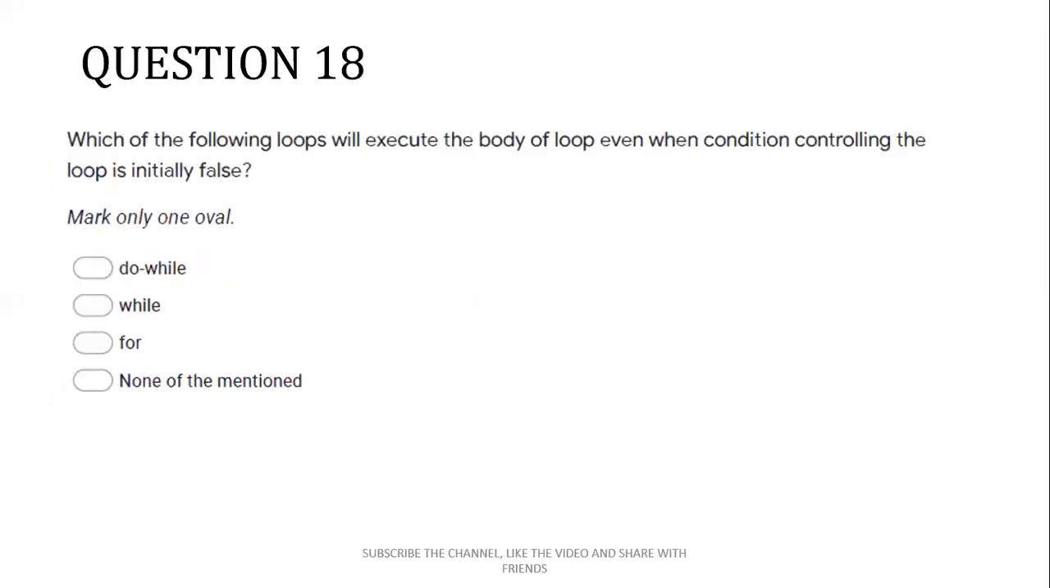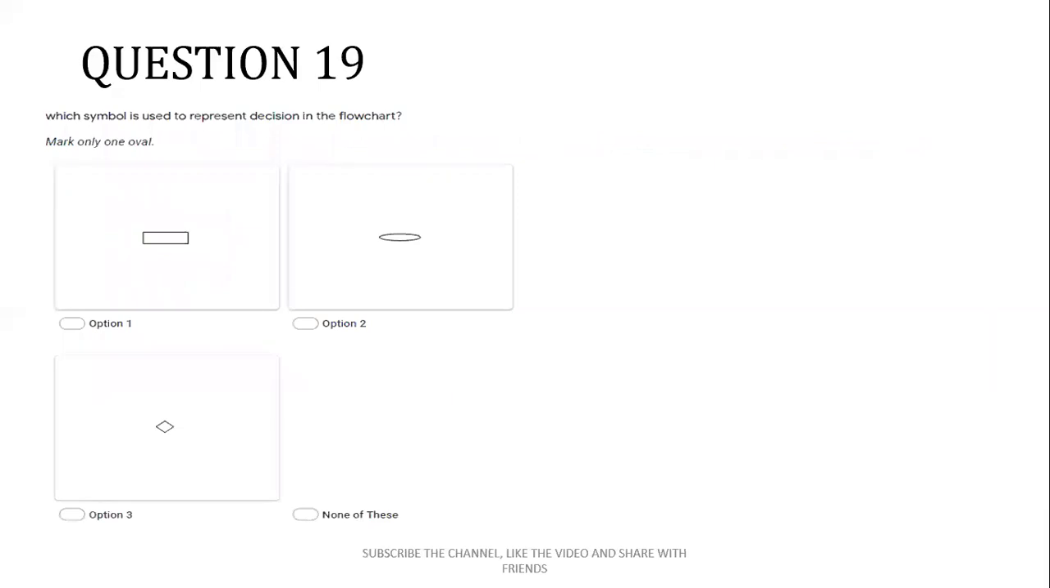Next question: which of the following loops will execute the body of the loop even when the condition controlling the loop is initially false? There is an example of an exit control loop, and your exit control loop is do while. If your condition is false initially, in that case also the do while loop executes the set of statements at least once. It is the correct answer. Which symbol is used to represent a decision in a flow chart? It is your diamond box. The third option is the correct answer.